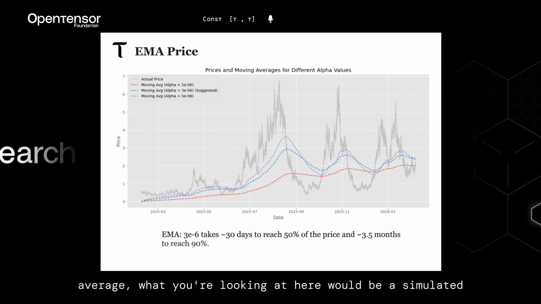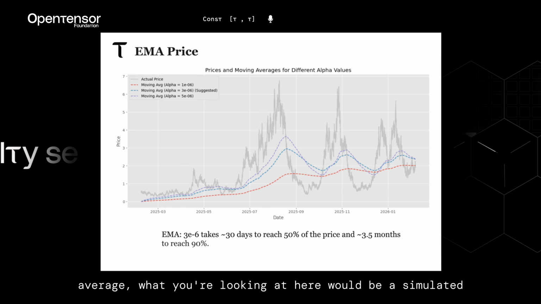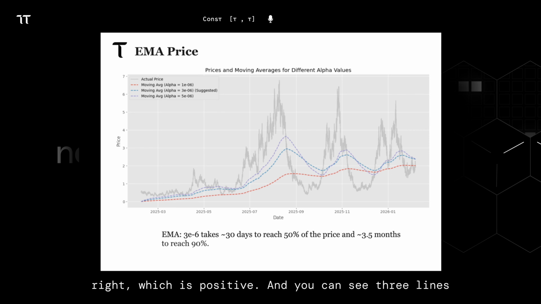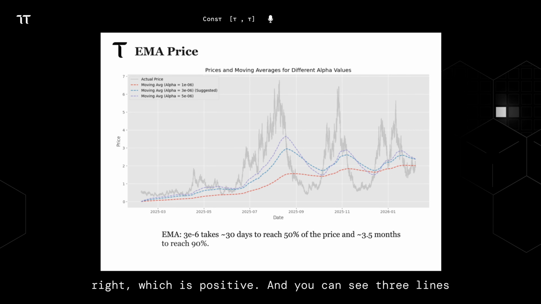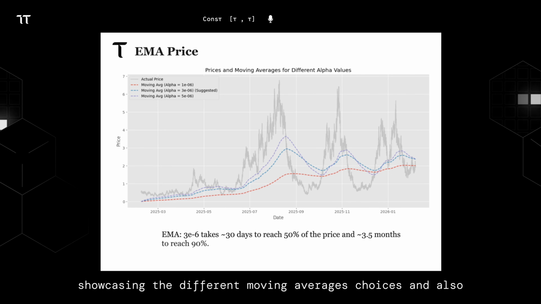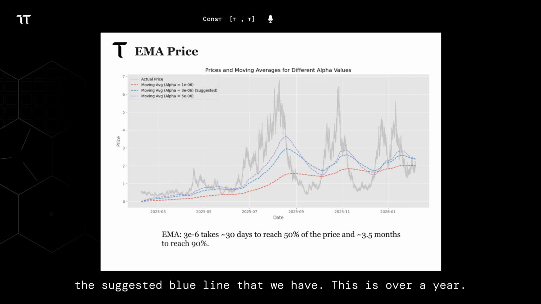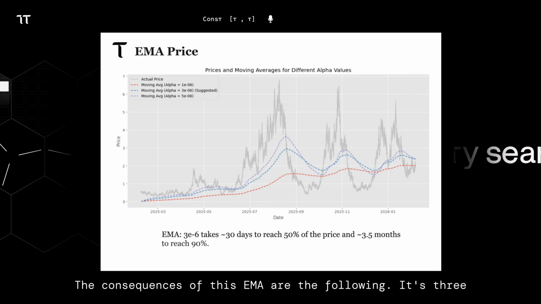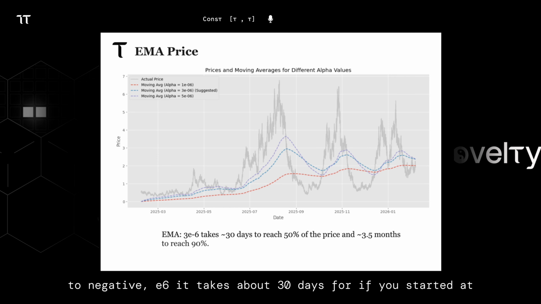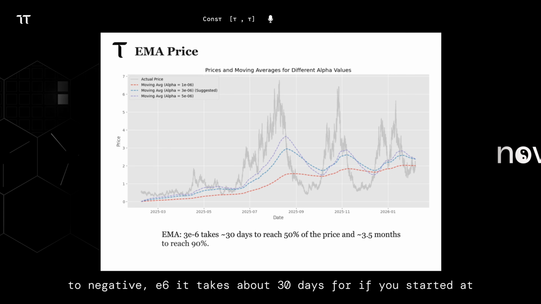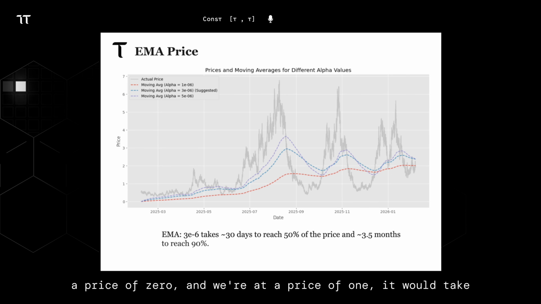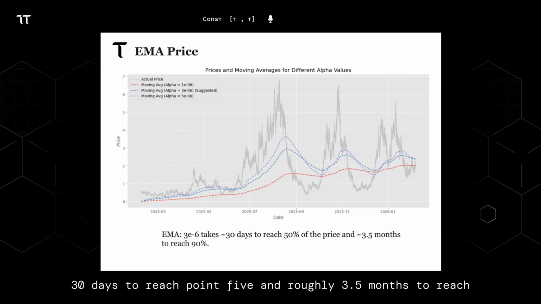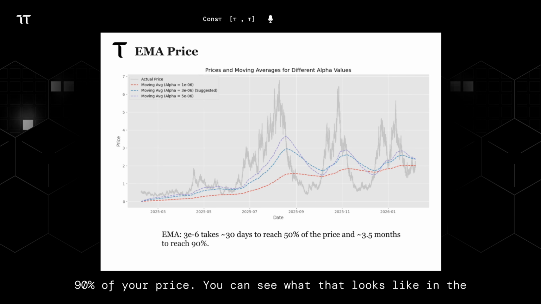Regarding the exponential moving average, what you're looking at here would be a simulated price for a subnet, quite ruggy, but definitely up and to the right, which is positive. And you can see 3 lines showcasing the different moving average choices and also the suggested blue line that we have. This is over a year. The consequences of this EMA are the following. It's 3 to the negative E6. If you started at a price of 0 and we're at a price of 1, it would take about 30 days to reach 0.5 and roughly 3.5 months to reach 90% of your price.